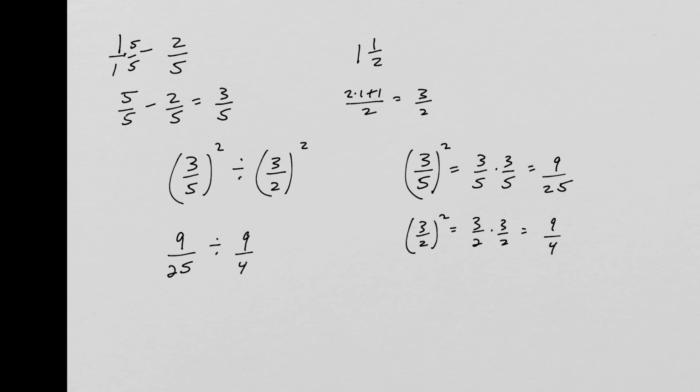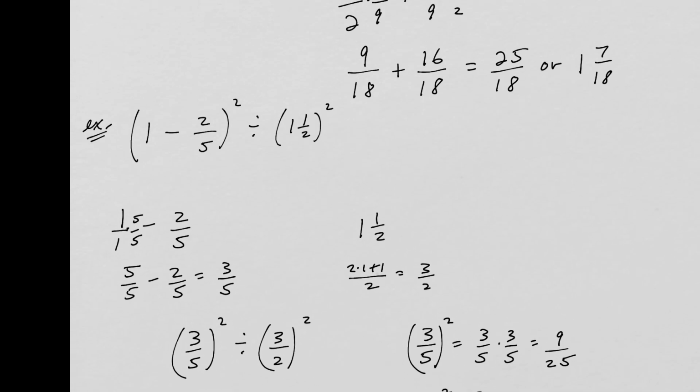Well, how do I divide these two fractions? I keep the first one, it stays the same, and I multiply by the reciprocal of the second, of the divisor. Notice here I can cancel the 9s. 9 goes into 9 once, 9 goes into 9 once. And I'm left with 4/25. So that was my answer. This whole thing turned out to be just 4/25.